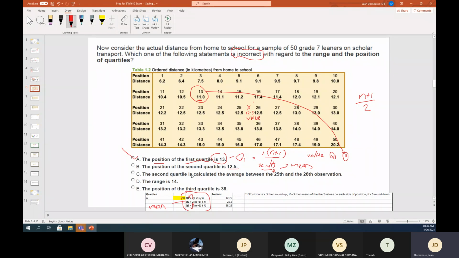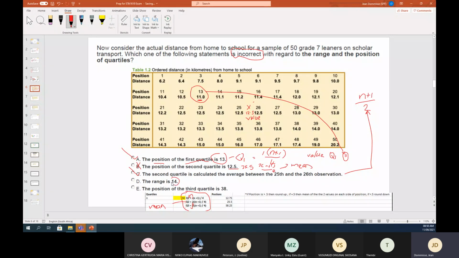So here, it's not the position that is 12.5. The position is 25.5, but your value is 12.5. That is where they wanted to catch you out. Your value is 12.5 and your position is 25.5. The second quartile is calculating the average between those two values. Yes, because that's also the median, so that is correct.